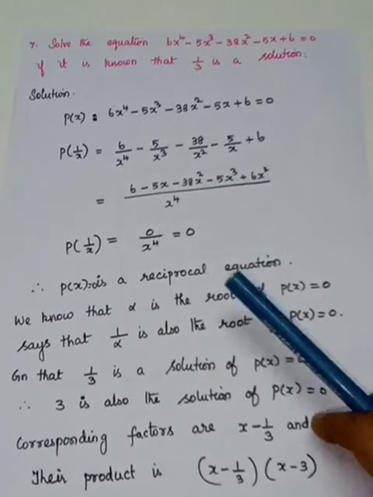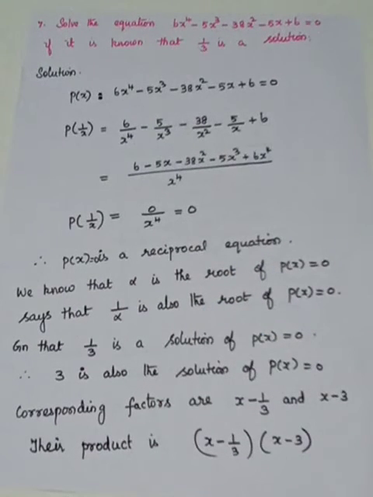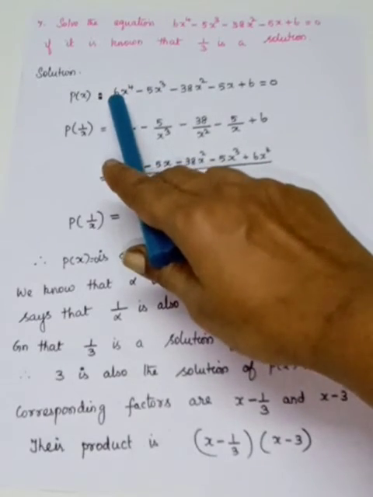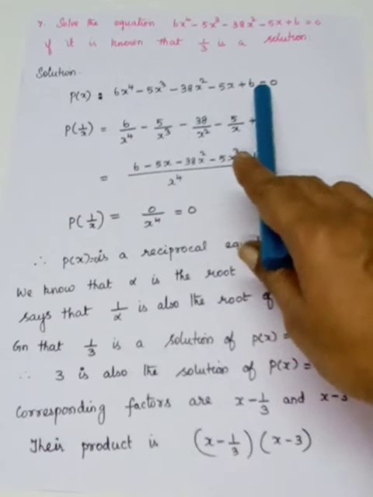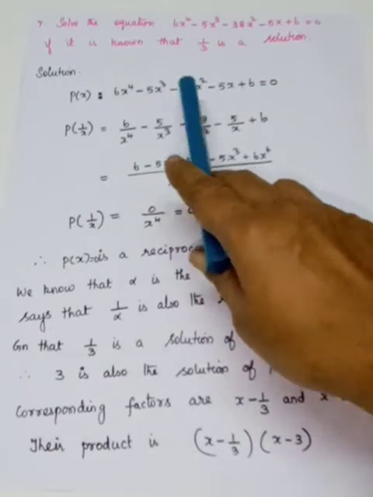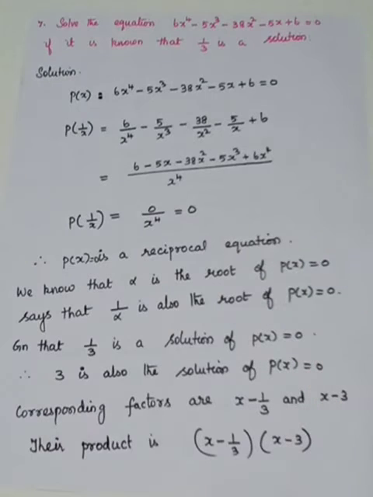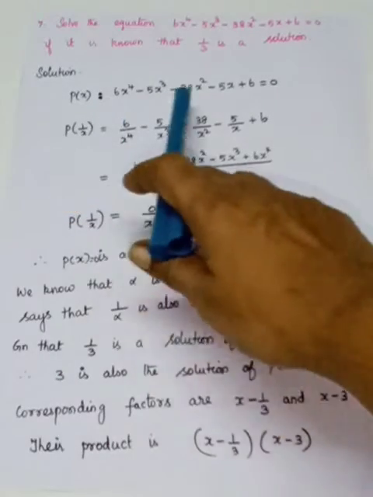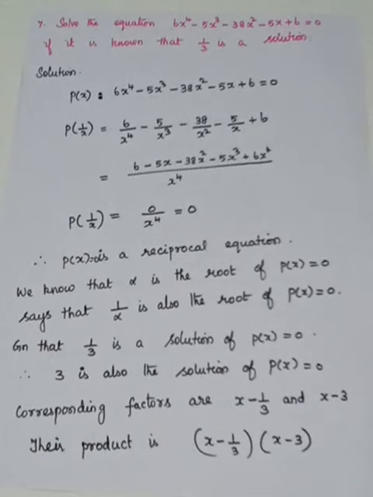Solve the equation 6x power 4 minus 5x cube minus 38x squared minus 5x plus 6 is equal to 0, if it is known that 1 by 3 is a solution. On seeing the equation, the coefficient here is 6, here also 6, and here you are having minus 5, here also minus 5, and you will have the middle term. So it is a reciprocal equation of type 1 with even degree. So we can divide it by x squared as we did in the sixth problem.